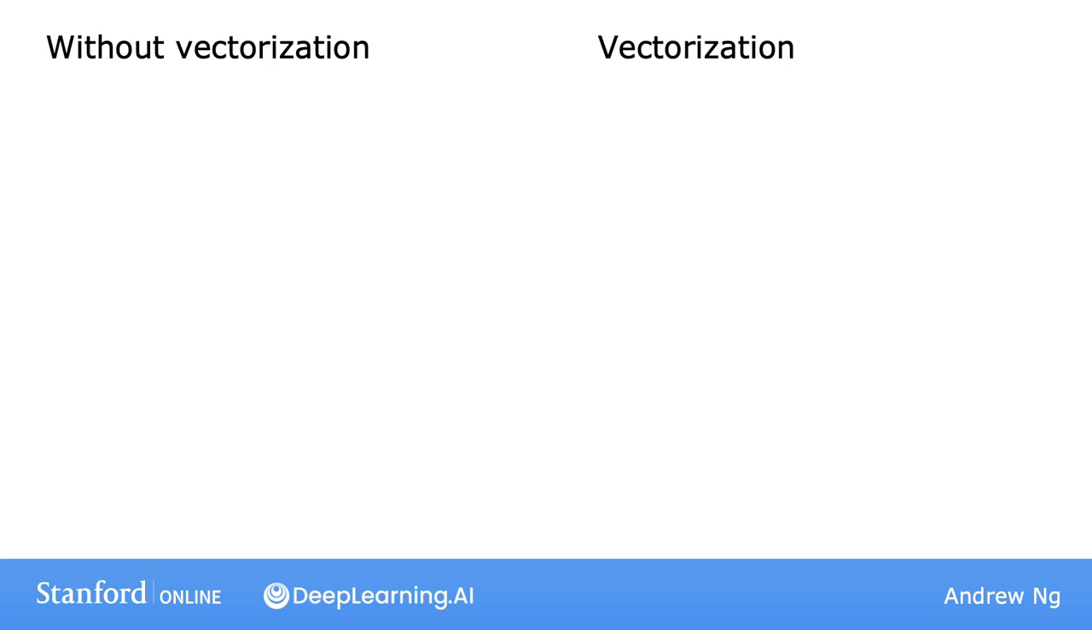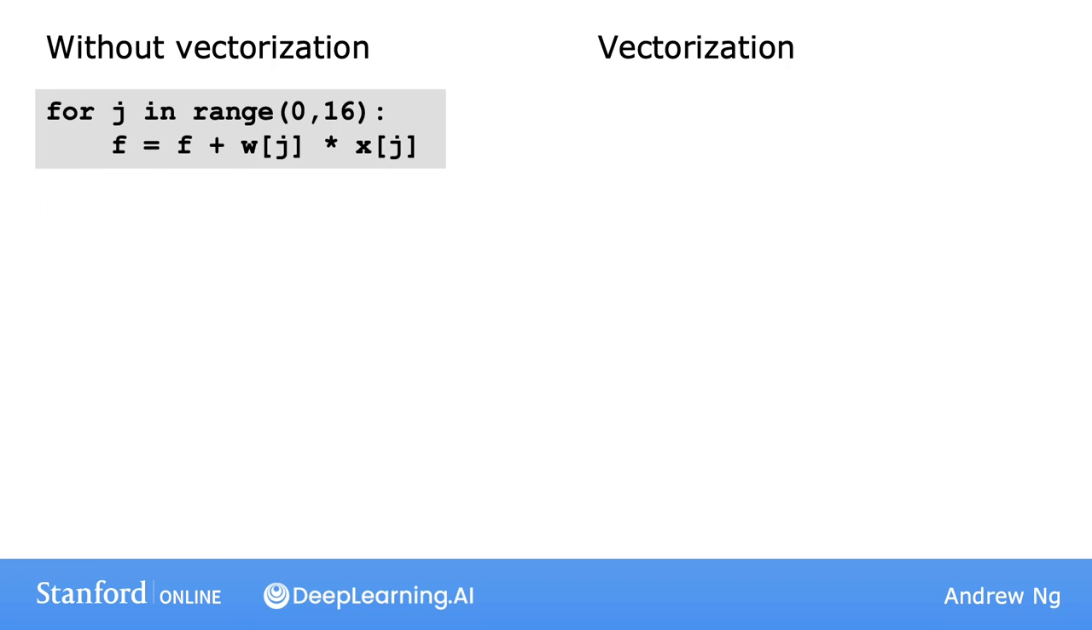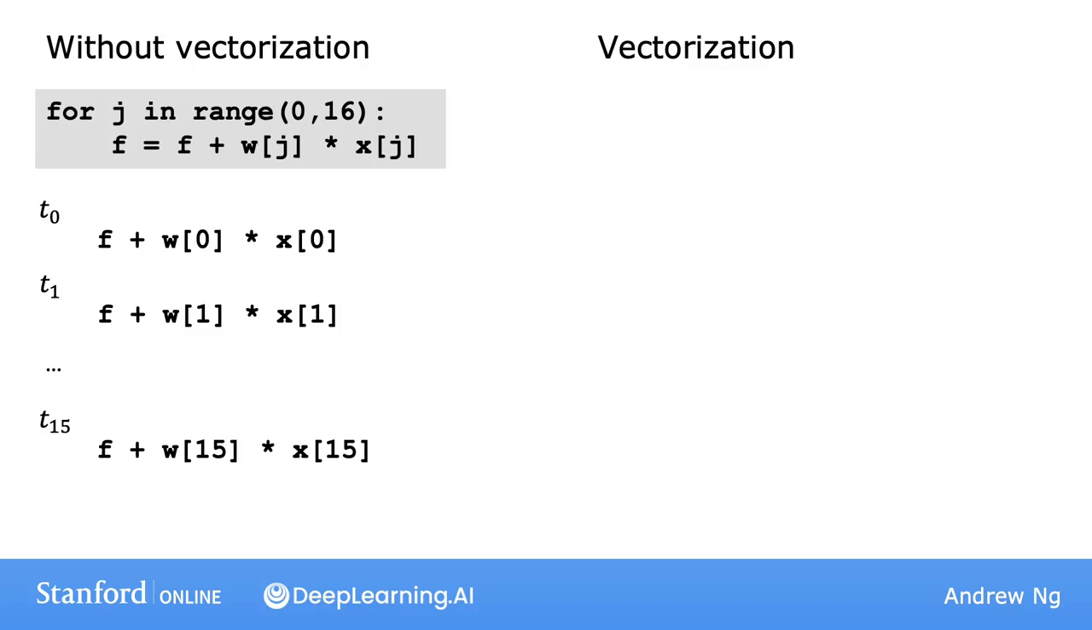Let's take a deeper look at how a vectorized implementation may work on your computer behind the scenes. Let's look at this for loop. A for loop like this runs without vectorization. So if j ranges from 0 to, say, 15, this piece of code performs operations one after another. On the first time step, which I'm going to write as time 0 or t0, it first operates on the values at index 0. At the next time step, it calculates values corresponding to index 1, and so on until the 15th step, where it computes that. In other words, it calculates these computations one step at a time, one step after another.